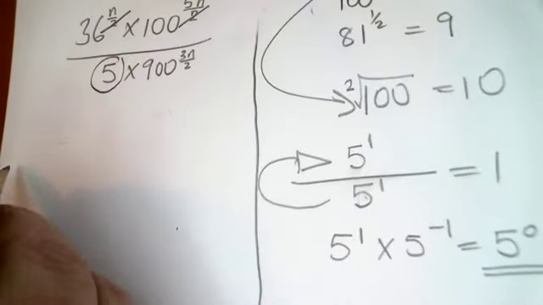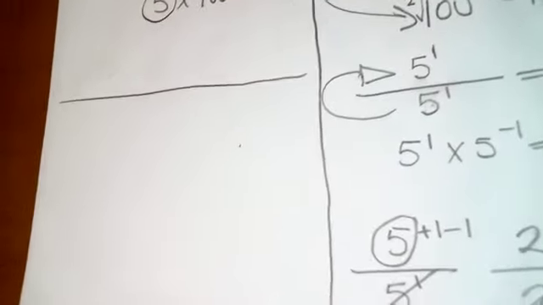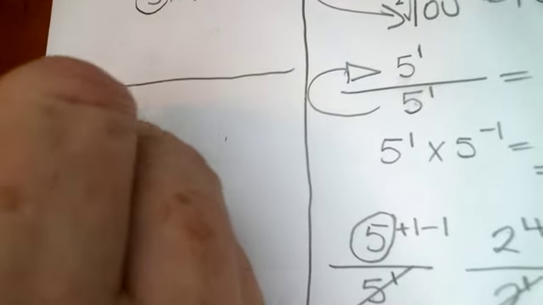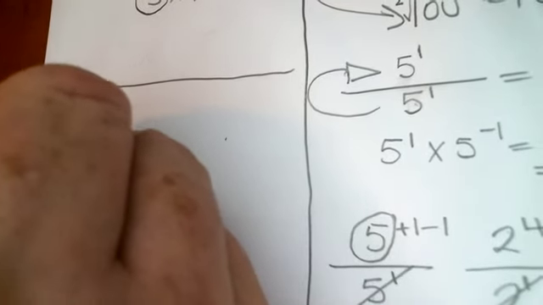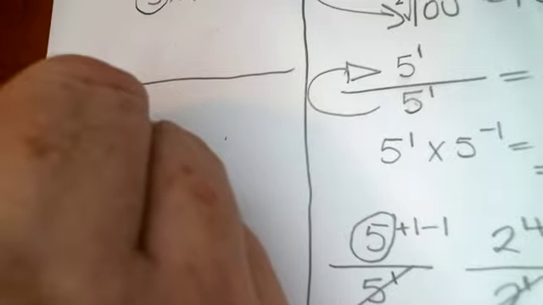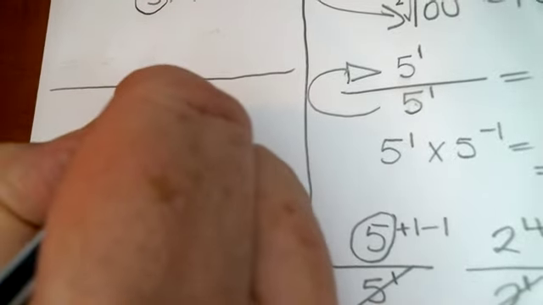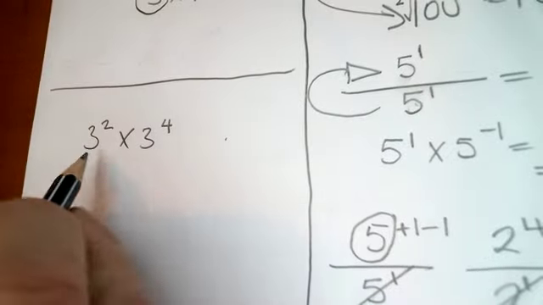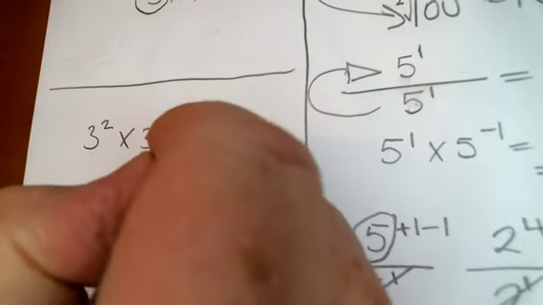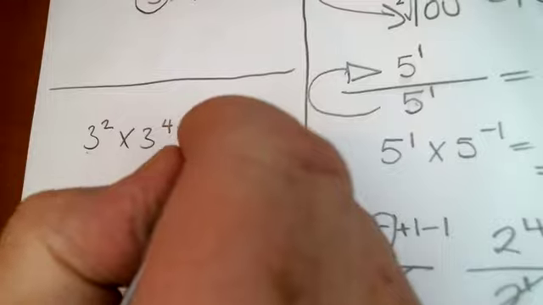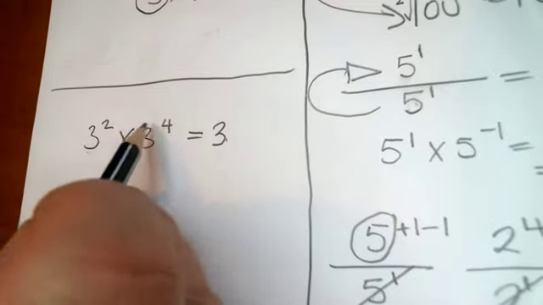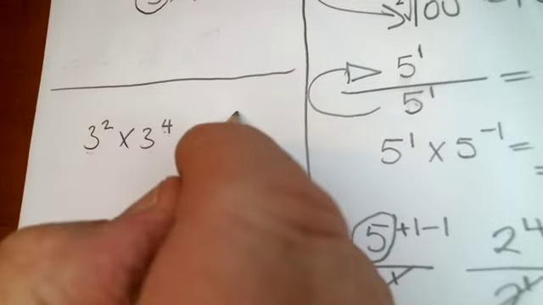So, for example, let's use a different number. Let's go 3 to the power of 2, and we're going to multiply it by 3 to the power of 4. Because those bases are the same, we can just add the powers. We leave the 3 the same, and we just concentrate on the powers. We've got the 2 and a 4, which is a 6.